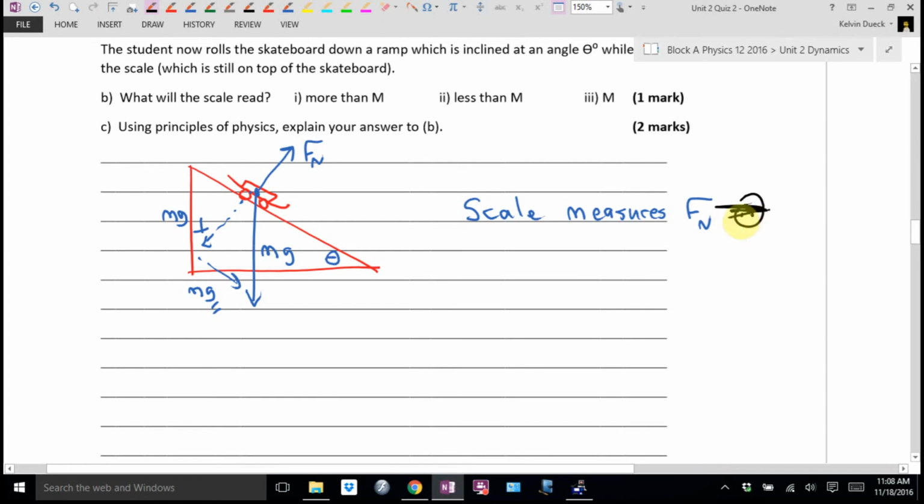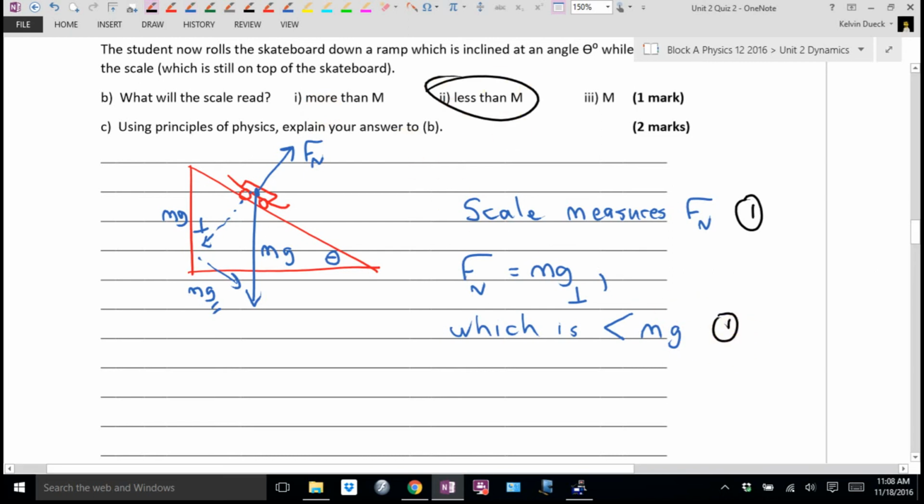Actually, I'll give you a full mark for saying that, and I'll tell you why in just a second, because you could answer this without a free body diagram just by knowing this. On a ramp, normal force equals mg perpendicular, yes? Which is less than mg. In other words, that.